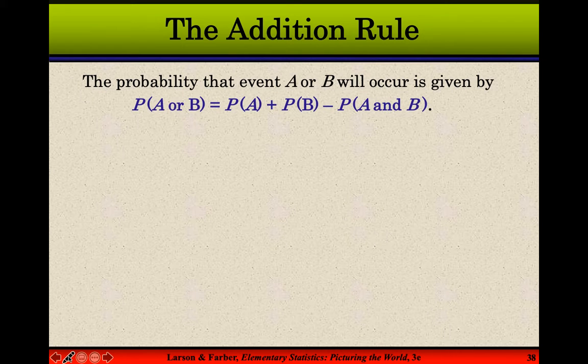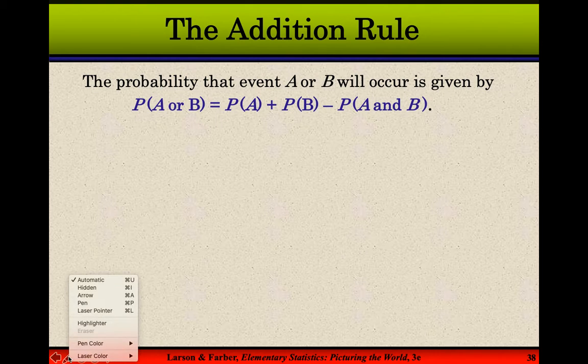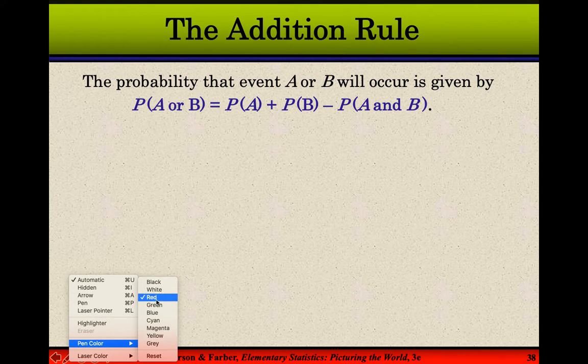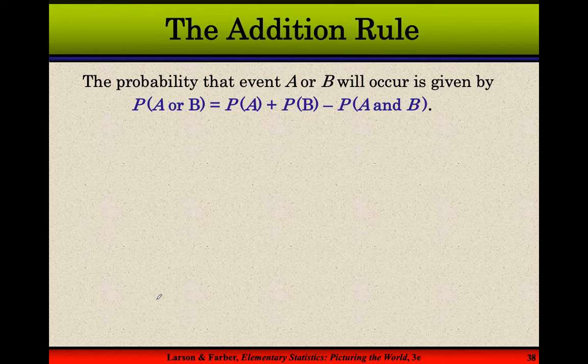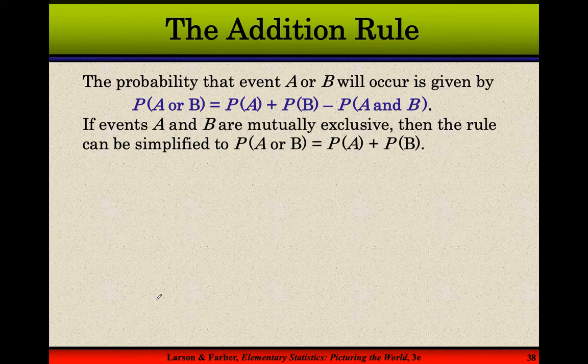We're going to look at the addition rule today. And the addition rule has to do with the word "or": the probability that an event A or B will occur. So anytime you see the word "or" in a probability question, odds are you're going to have to be doing some adding, and sometimes you'll be doing some subtracting.